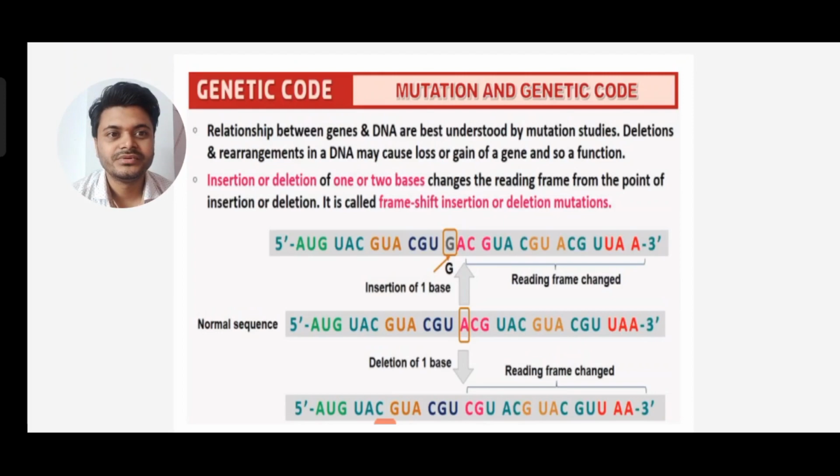On top you can see insertion of G, the middle one is the normal strand, and below one nitrogen base is deleted. So on top G is added, insertion of one base, and the entire reading frame is changed. Below, you can see one is deleted, that is A is deleted. So the entire reading frame is changed.